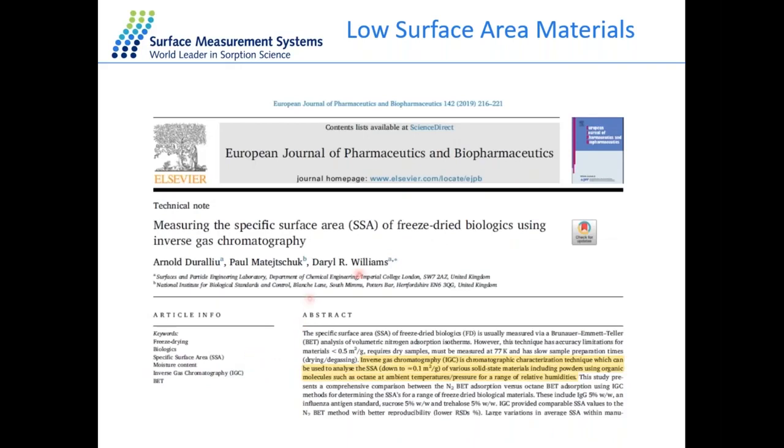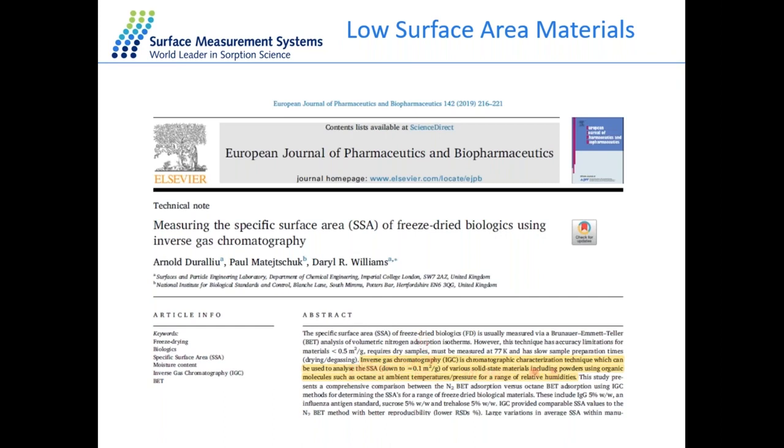Here's looking at another paper. This was published by Daryl Williams. Those of you familiar with SMS, Daryl's the owner of our company and the founder. He's also a professor at the Imperial College of London. And he was using IGC to look at some freeze-dried biologics. I'll show you some data later on.